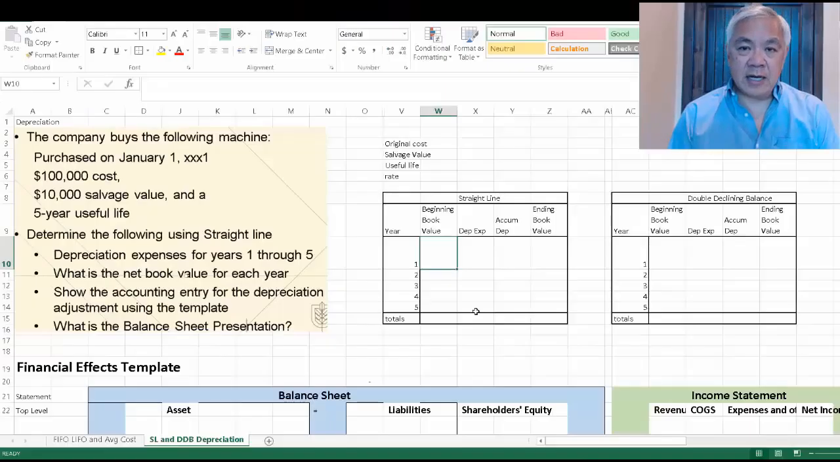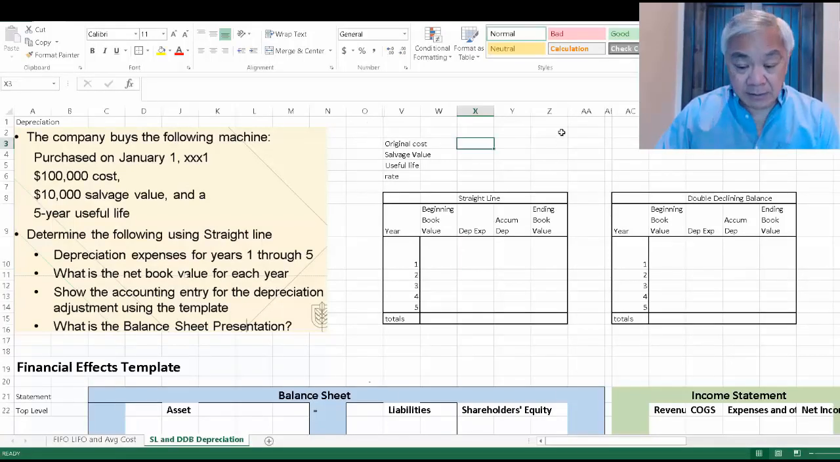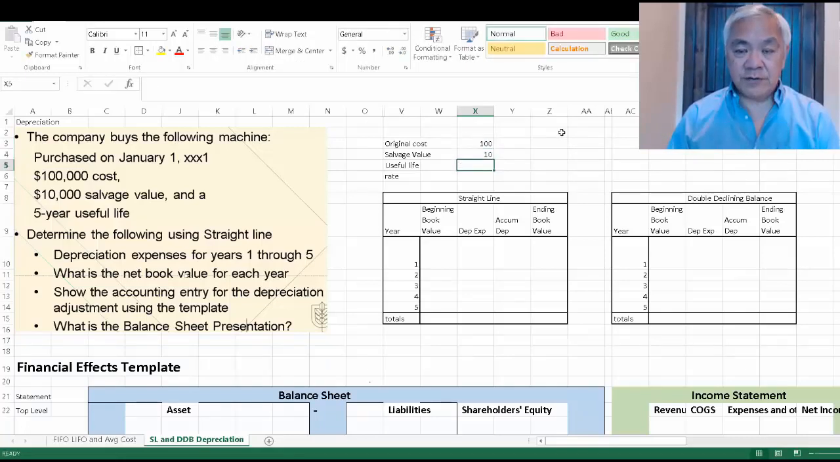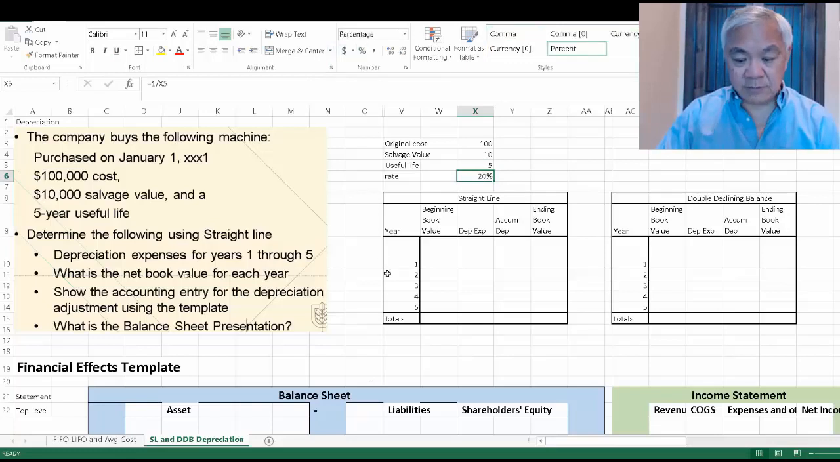Okay, so this is a spreadsheet, and I've just copied and pasted the facts so we can see it side by side. I'm going to put it in Excel cells so I can use it in the formula. The original cost is 100. The salvage value is 10. Useful life is 5. The rate is equal to 1 divided by the useful life, or 5. This is 0.2, otherwise known as 20%. Right? So that's what we saw before.